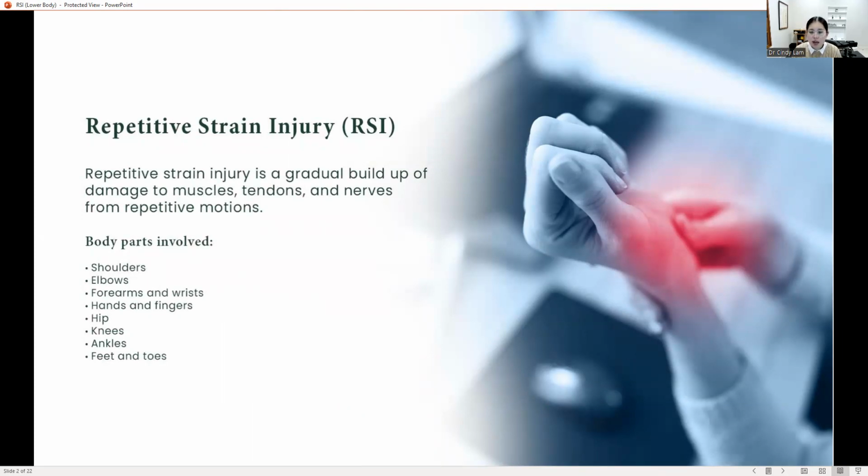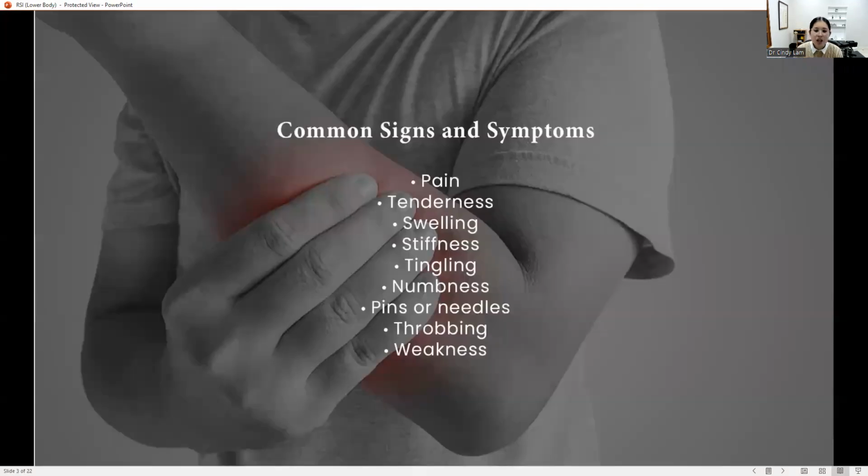And it can involve all parts of the body, most commonly the peripherals, including the shoulders, elbows, forearms, and wrists, hands, and fingers. But today we'll be looking at the hips, knees, ankles, feet, and toes. So common signs and symptoms that occur are pain, tenderness, swelling, stiffness, throbbing or weakness, but also when the nerves get involved, you can also have some numbness, tingling or pins and needles as well.